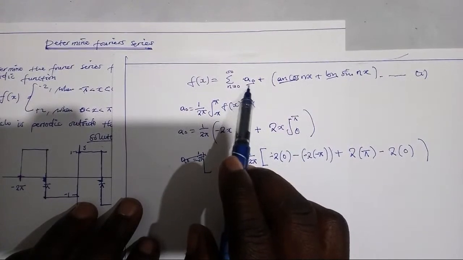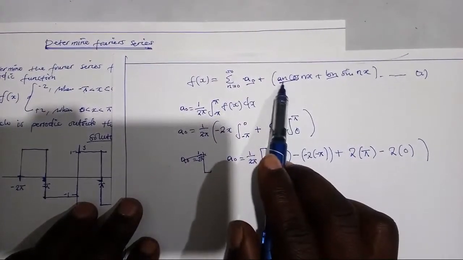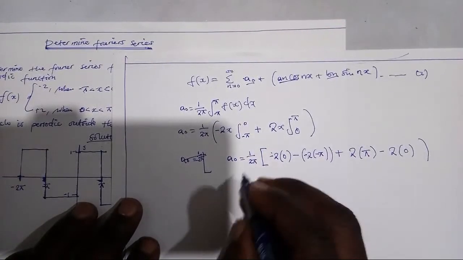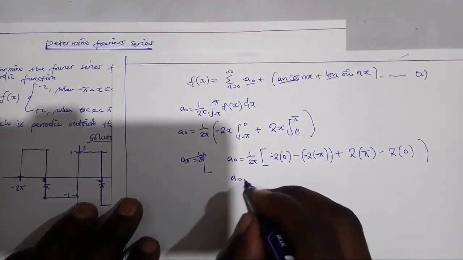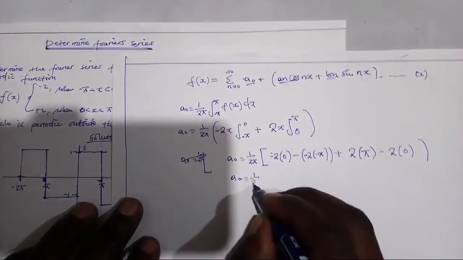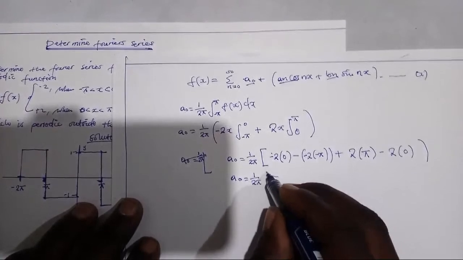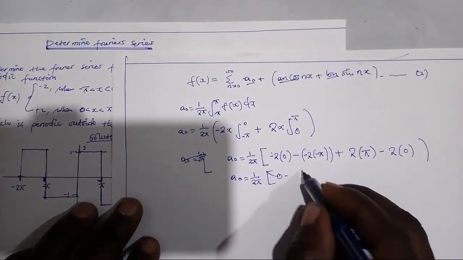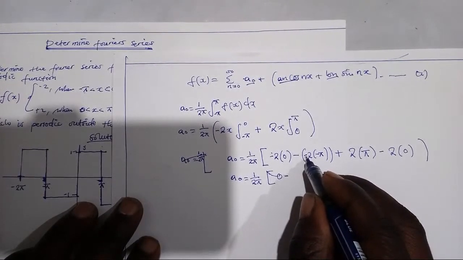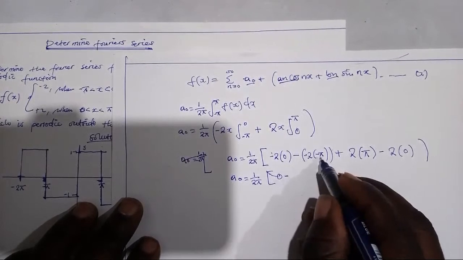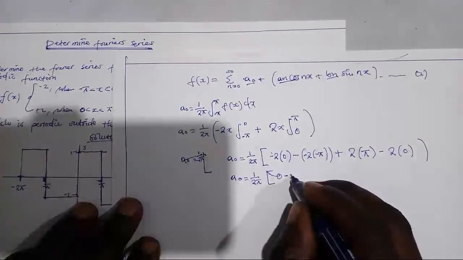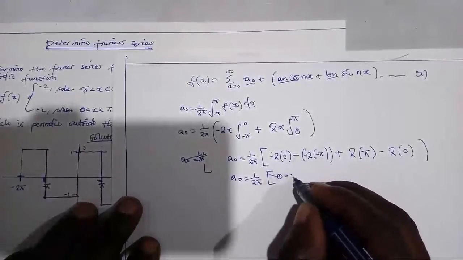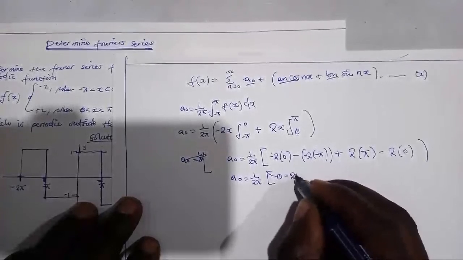We are going to find a sub 0, a sub n, then b sub n, okay. So a sub 0 will be equal to 1 over 2 pi, then open square bracket, then -2 times 0, you're going to have 0, minus then minus 2 times minus pi, you're going to have positive, because negative and negative is positive, okay. Then this negative will come like the way it is, so you're going to have 2 pi, okay.